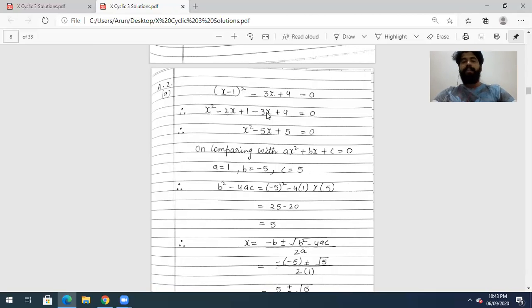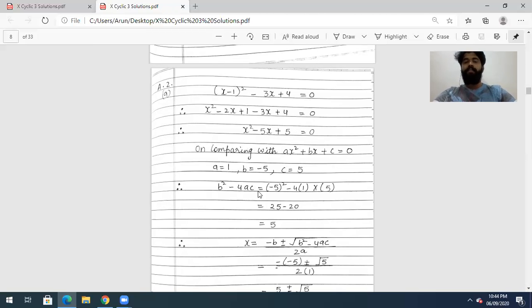You add and subtract the like terms. So x square minus 5x plus 5 is equal to 0. For the formula method, we'll be requiring the values of a, b, and c. When you compare it with ax square plus bx plus c is equal to 0, we get a is 1, b is minus 5, and c is 5.